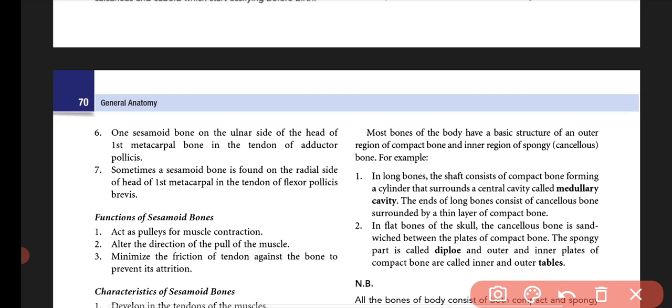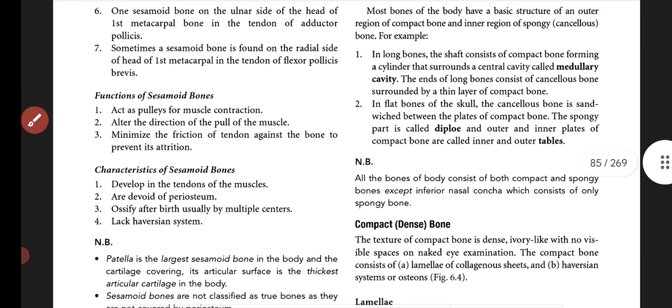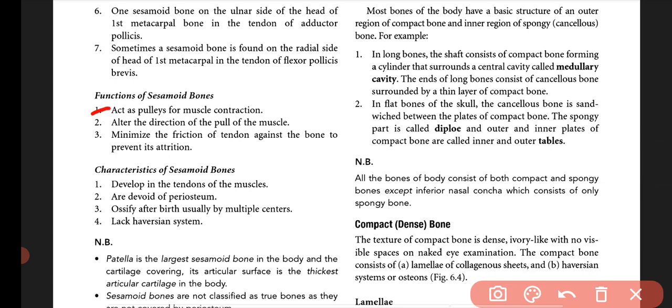And lastly, the functions of the sesamoid bone. It acts as a pulley for muscle contraction, alters the direction of the pull of the muscle, and minimizes the friction of the tendon against the bone to prevent its attrition. Now the characteristic of the sesamoid bone: it develops in the tendons of the muscles.